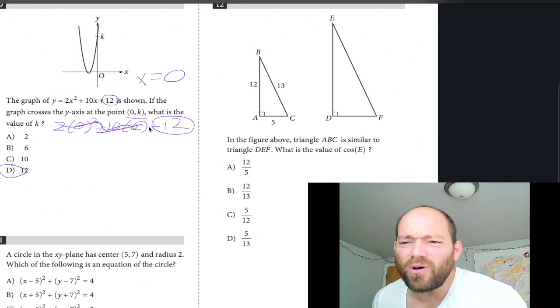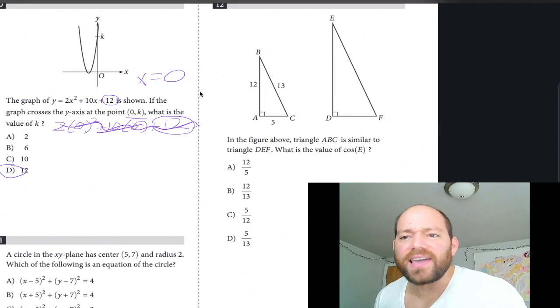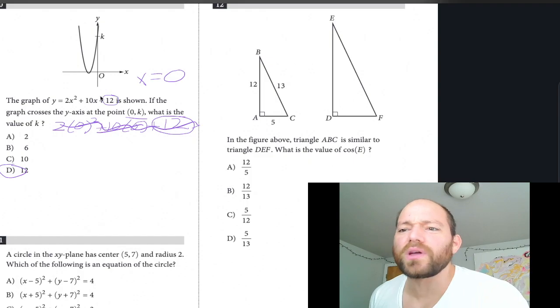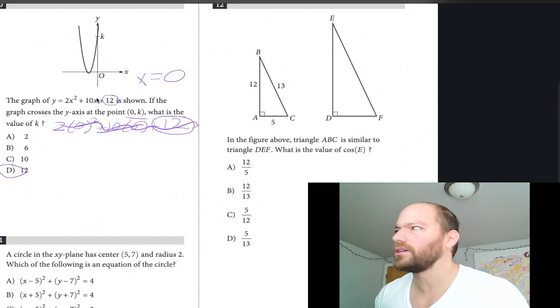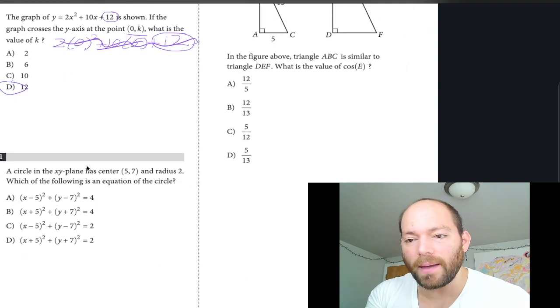I didn't even need to do all this stuff. I don't know why I did it. They gave us a quadratic equation in standard form, so we know the y-intercept's right there. Sorry for wasting your time.